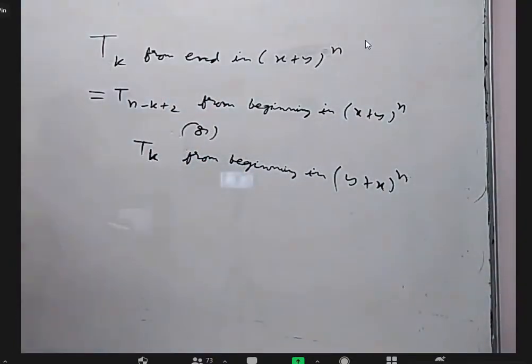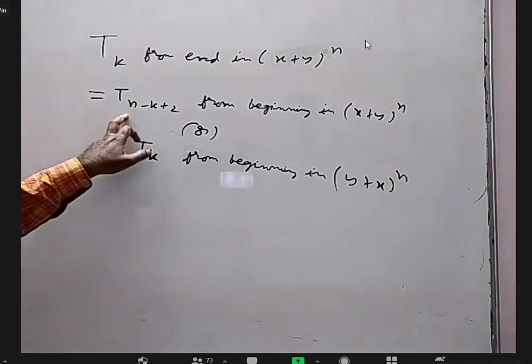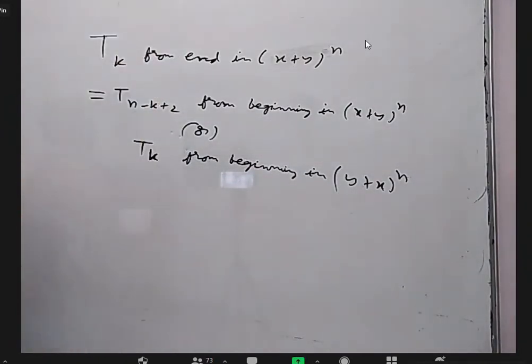Normally when they ask third term, fifth term, seventh term, they're all from the beginning. If they specifically ask to find the 10th term from the end or the 7th term from the end, just interchange these two. Or you can use T(n − k + 2) from the beginning. This is some theory I did not tell purposely earlier.